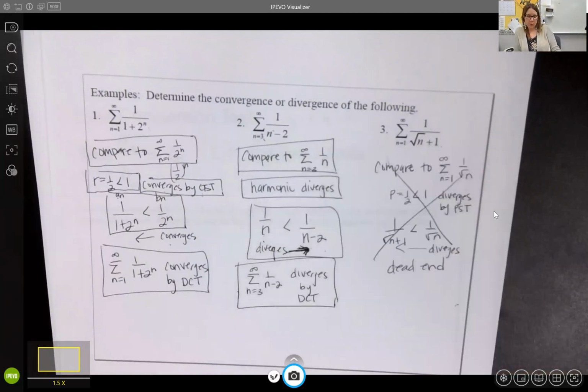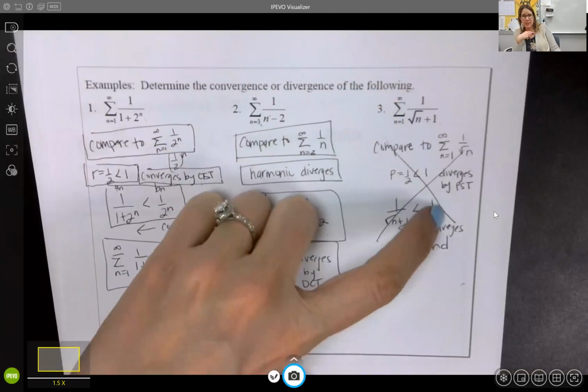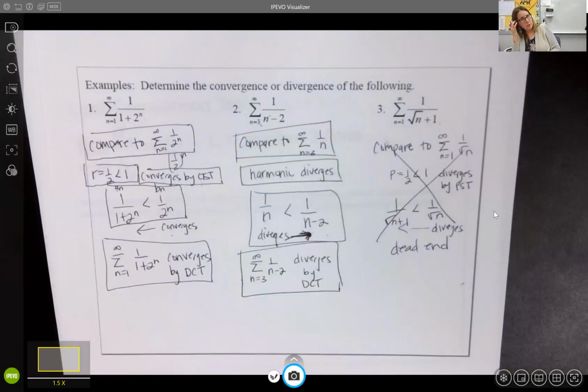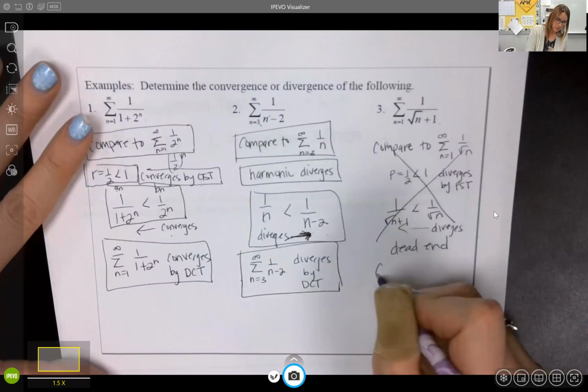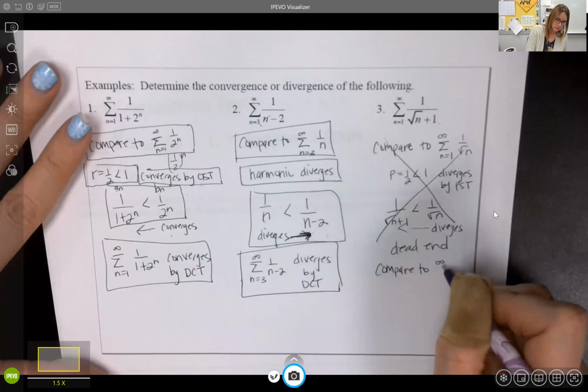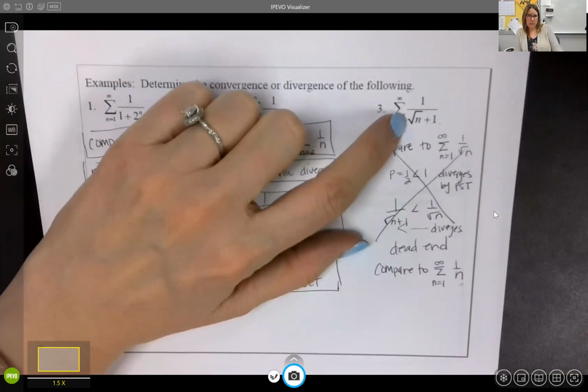Okay, I can't use 1 over root n because 1 over root n is larger. I need something smaller to compare it to. So what's something that would be smaller than 1 over root n plus 1? What about just 1 over n? Is 1 over n smaller than 1 over n root n plus 1?